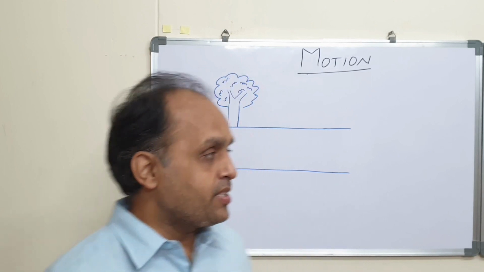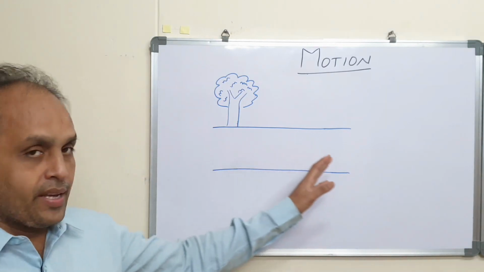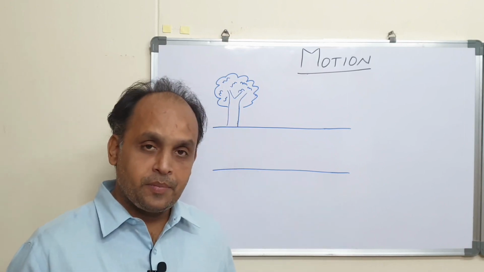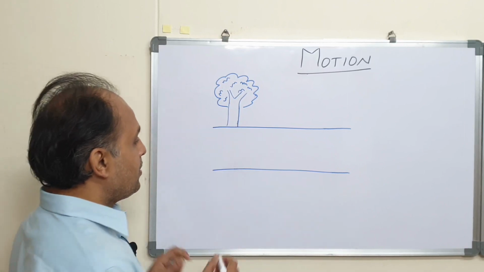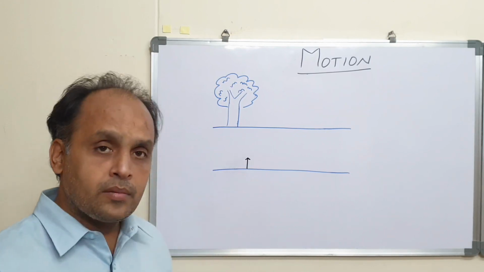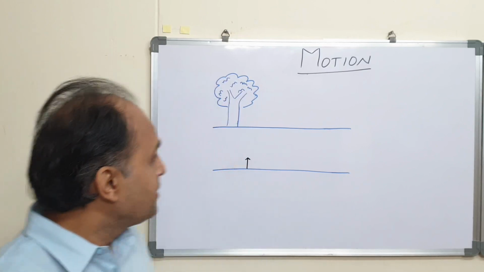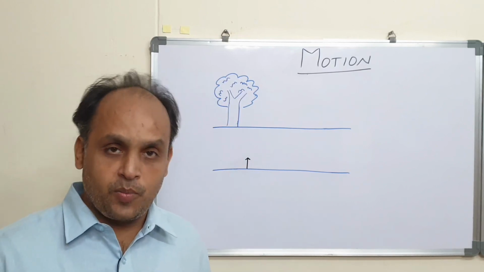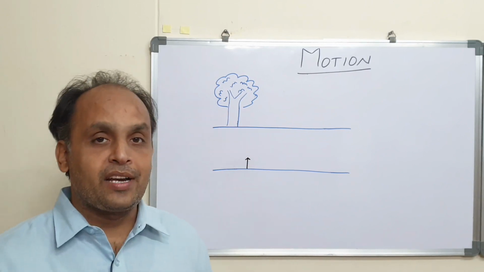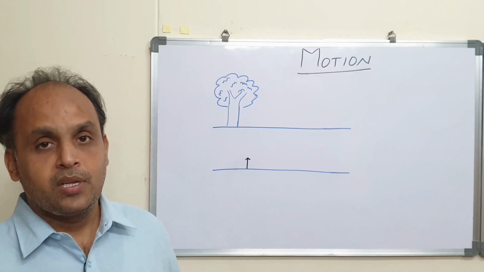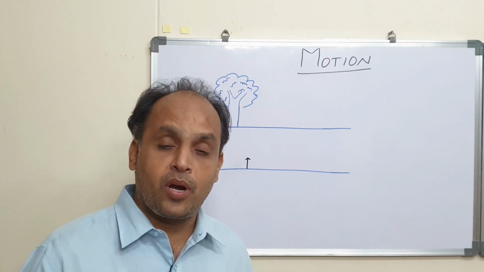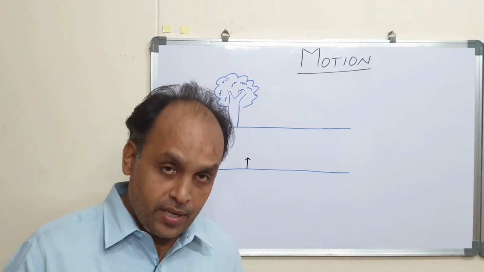Now as you can see here, there is a road over here and on the road side there is a tree. Now let us suppose there is a person standing over here. For this person, that tree is a reference point. With respect to the reference point, the person is at rest, because the position of the person is not changing with respect to the reference point or with respect to his surroundings. So he is at rest.